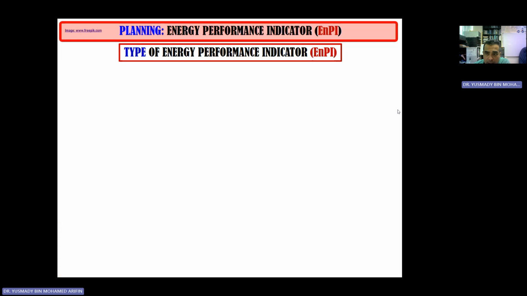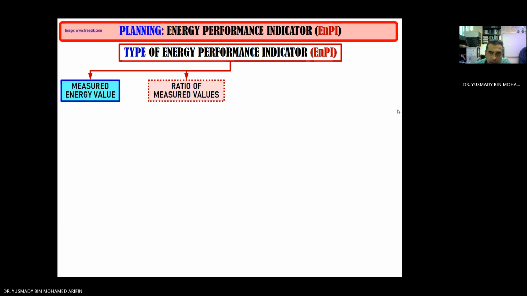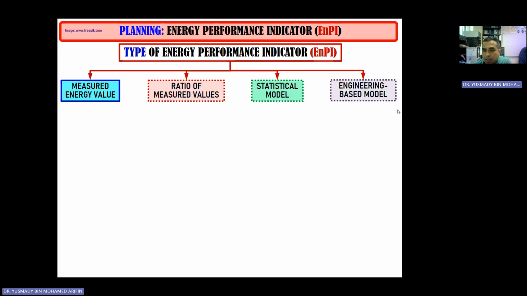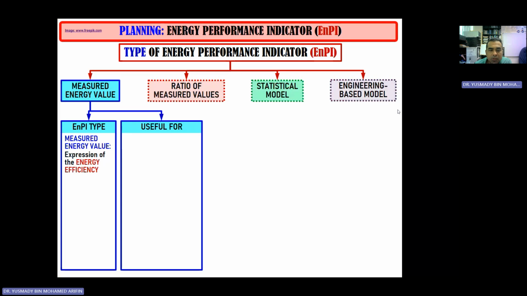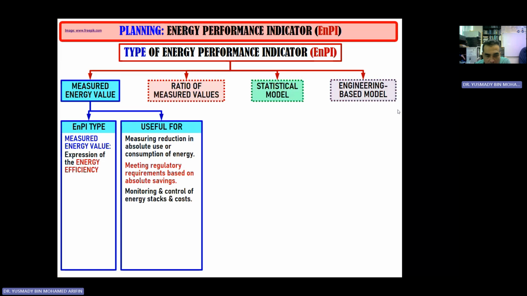Okay, now types of energy performance indicators. EnPI based on measured energy value. EnPI based on ratio of measured values. EnPI based on statistical model. And the last one, EnPI based on engineering model. Under the type of measured energy value, it refers to the expression of the energy efficiency, useful for measuring reduction in absolute use or consumption of energy, meeting regulatory requirements based on absolute savings, monitoring and control of energy use and costs, understanding trends in energy consumption, and useful when measurement of energy consumption is given by a meter with or without conversion factors.